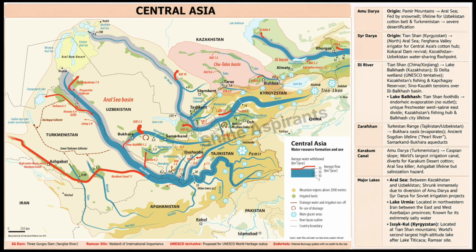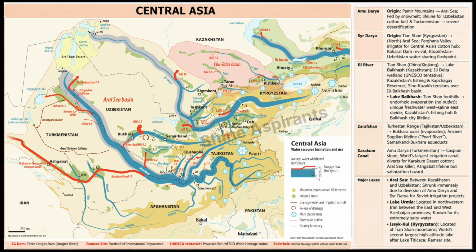Central Asian major lakes. Aral Sea, Kazakhstan and Uzbekistan. Between Kazakhstan and Uzbekistan. Shrunk immensely due to diversion of Amu Darya and Syr Darya for Soviet irrigation projects. UPSC 2018 asked which water bodies have shrunk. Aral Sea is the primary answer.